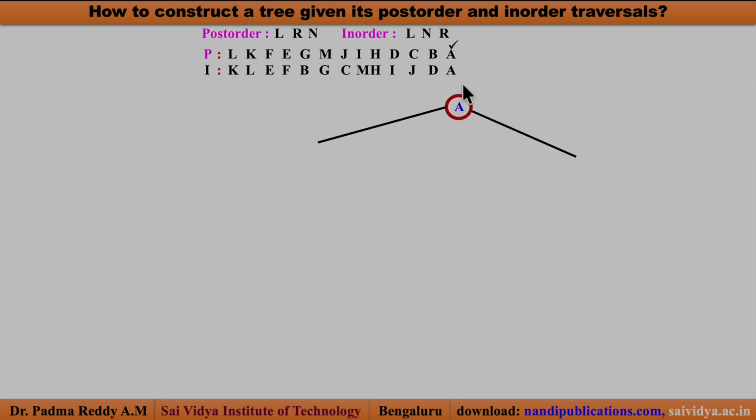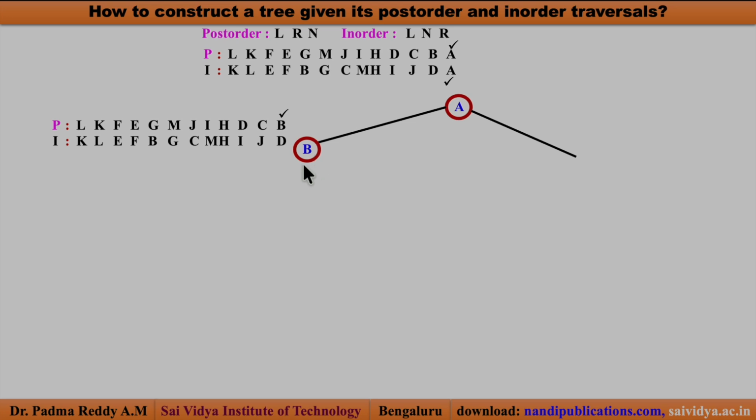Now tell me, where is A in the in order? A is here. That means towards right of A, nothing comes, but towards left of A, all these nodes become the left subtree. So what is the corresponding post order traversal? This is the corresponding post order traversal. Now in this left subtree, which should be the root node? Root node always comes at the end in the post order. So B should become the root node of the left subtree.